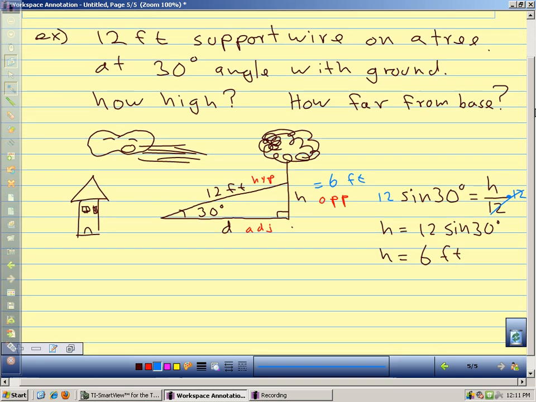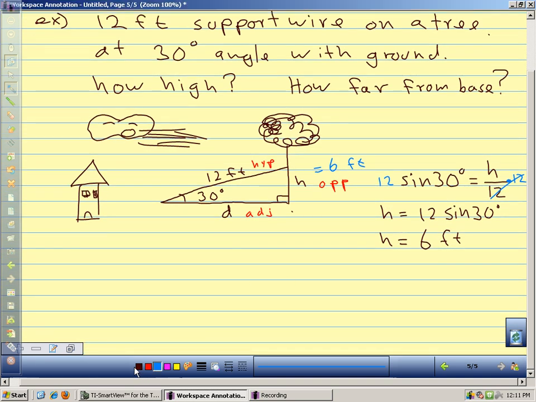So now let's find our D. We know that we have the opposite side and the hypotenuse. So we could use tangent, which has the opposite and the adjacent. But since we're working with sines and cosines today, let's use cosine. Cosine is adjacent over hypotenuse. So I'm going to write that equation. Cosine of 30 equals the adjacent, d over 12.